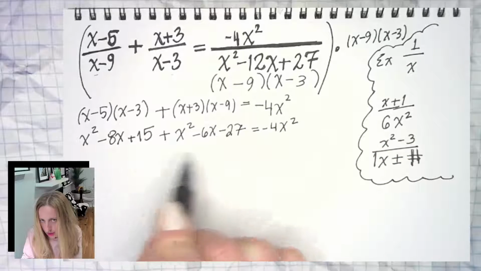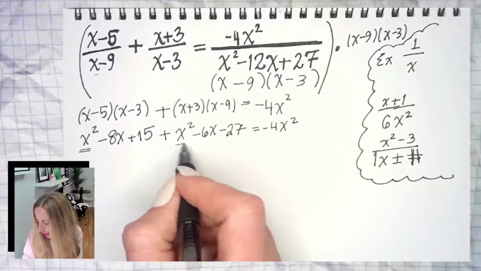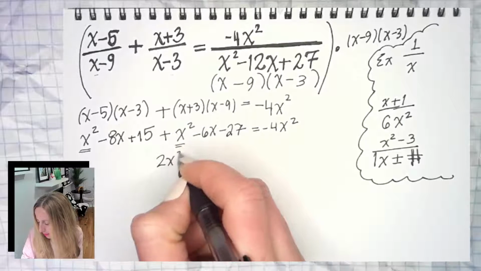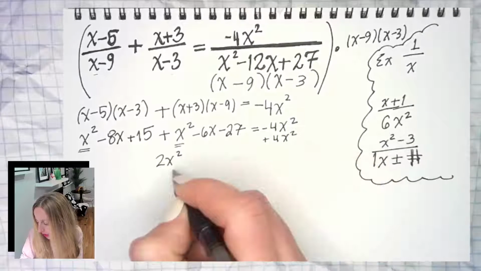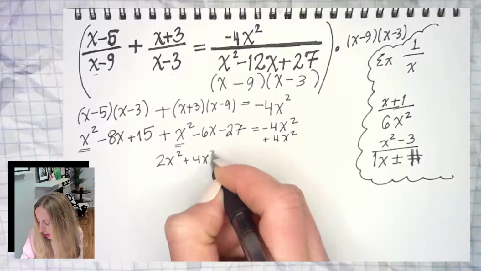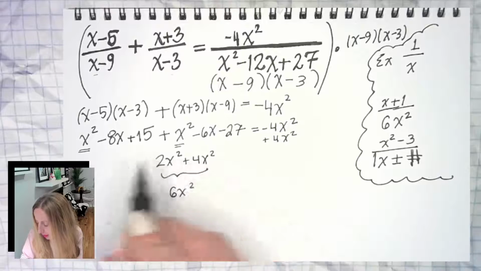Now, I guess I could try to do two things at once here. So x squared, I have 2x squared. I'm also going to add 4x squared to both sides, so kind of doing this guy right over here. And that'll become 6x squared. Hopefully that doesn't get messed up.